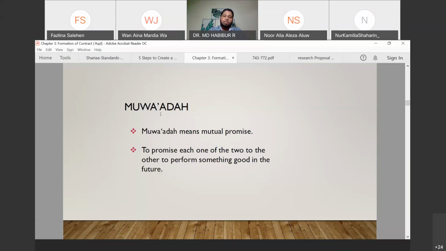And then muawada means mutual promise. Each one of the two promises the other to perform something good in the future. So the seller says, okay, I will sell my house next week for this amount. This is a promise from the seller. And the buyer says, okay, I promise I will buy, inshallah. So this is a promise from both sides. The buyer and the seller both promise each other that they will do the contract next week. So this is muawada from both sides.